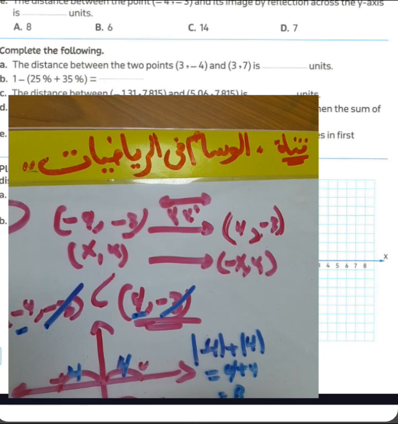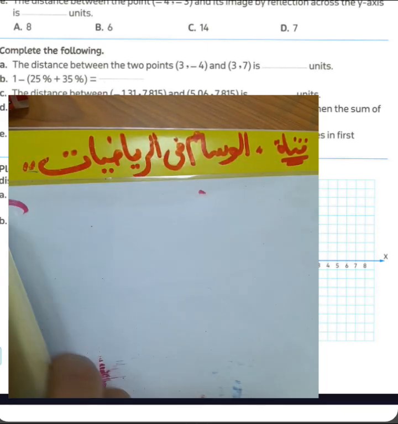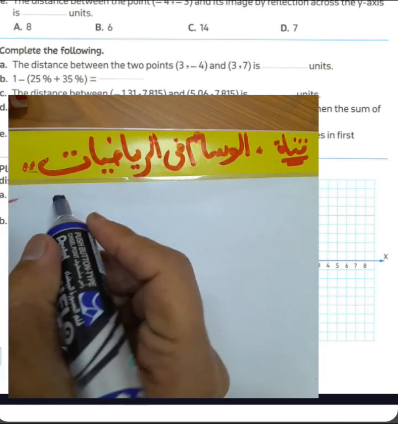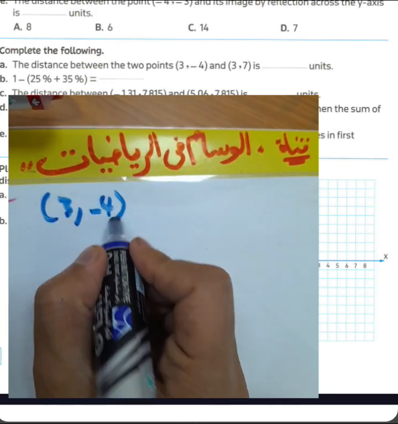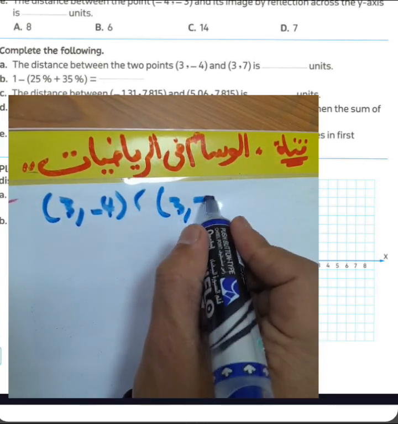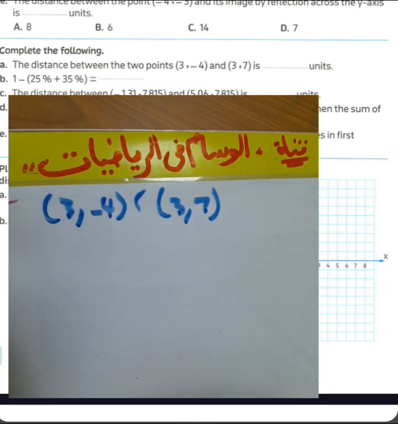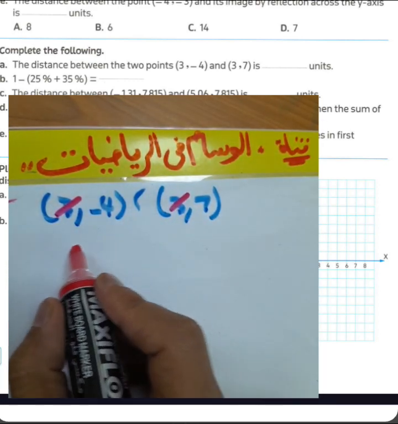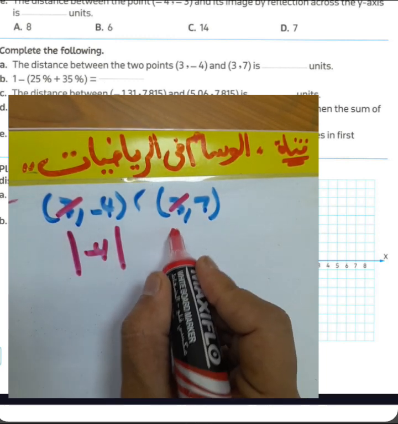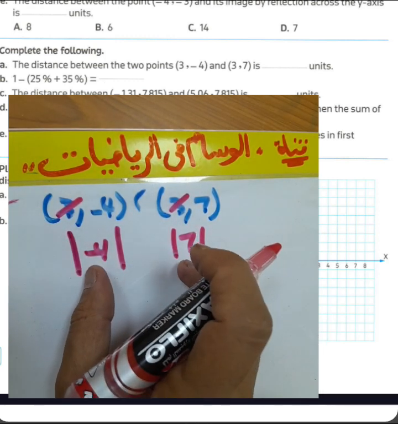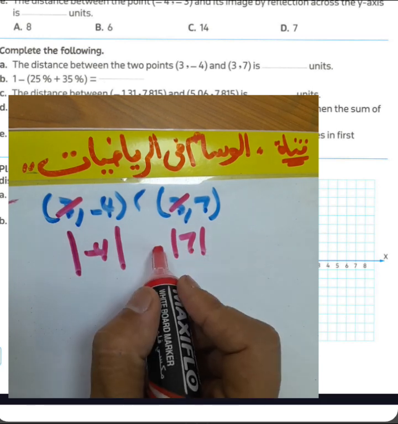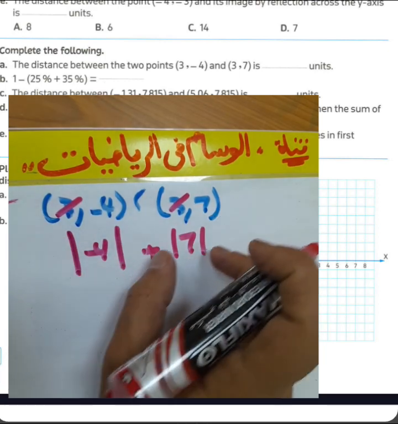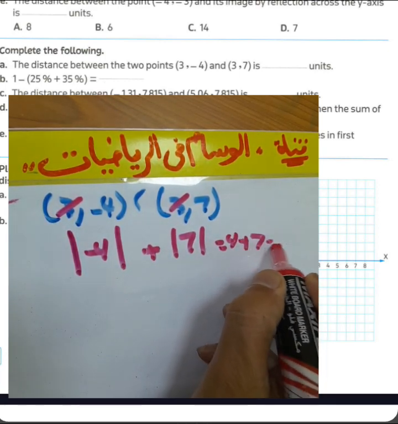Number 1, the distance between 2 points 3 and -4 and 3 and 7. We have 3 and -4, and the second point was 3 and 7. The first point is similar to the second point in 3. Then you can find the absolute value of first and the absolute value of second. We have different signs here, negative and positive. Then you must add them. If we have different signs, you must add the absolute value of first and absolute value of second. The result will be 4 plus 7 equal 11.